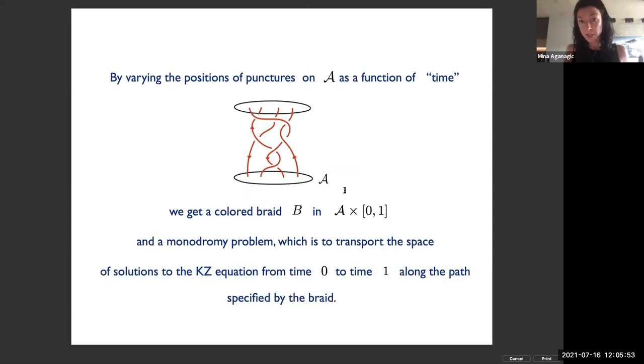By varying positions of punctures, we get a colored braid in the Riemann surface times time and a monodromy problem, which is to transport the space of solutions to the KZ equation from time zero to time one along a path specified by the braid.